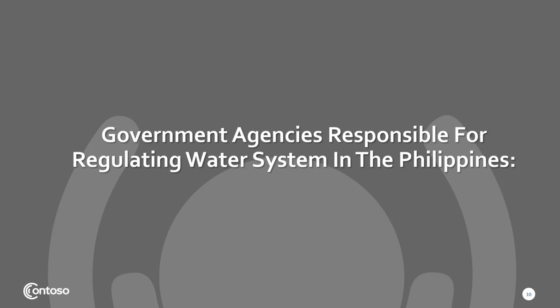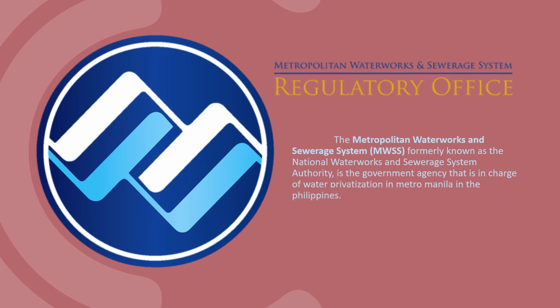Next one, the government agencies that are responsible for regulating water system in the Philippines. First one, the Metropolitan Waterworks and Sewerage System, MWSS, formerly known as the National Waterworks and Sewerage Authority, is the government agency that is in charge of water privatization in Metro Manila in the Philippines. Short history about this agency.